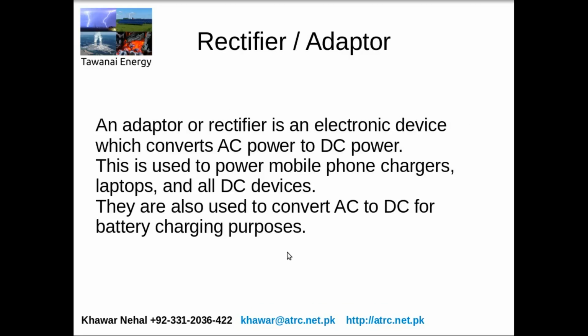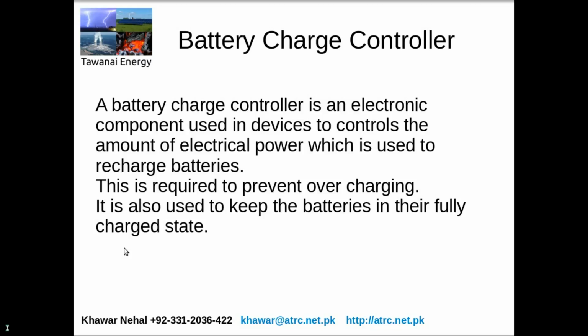A rectifier or adapter does the opposite task of an inverter. It converts AC power into DC power. This is very commonly used in mobile phone chargers and laptops, because all of these devices use DC. It's also used to convert AC to DC for battery charging, because batteries have a plus and a minus in their DC. There's no such thing as an AC battery so far.